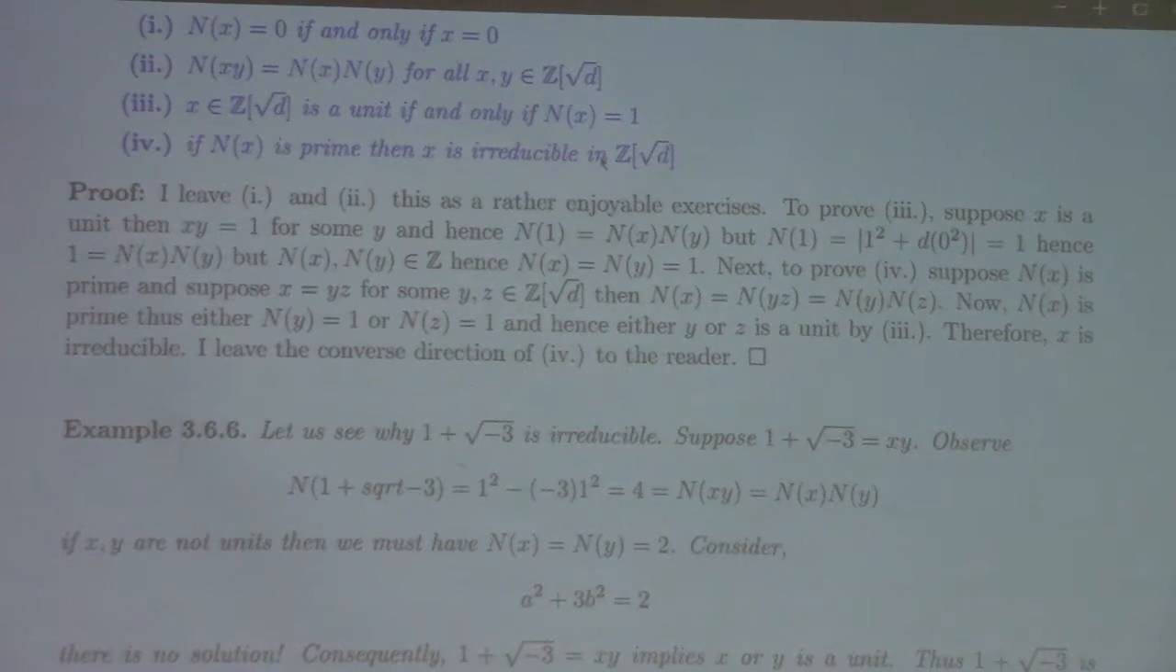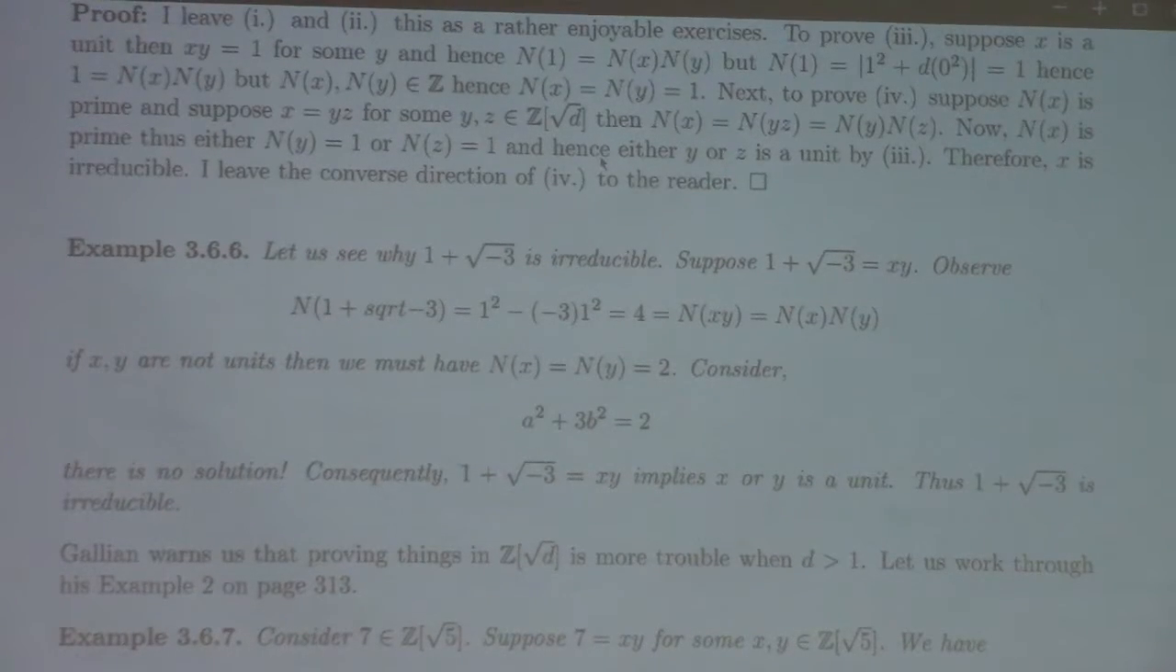All right, now that we have that, is 1 plus or minus root minus 3 irreducible? Well, suppose it was reducible. Suppose there's a factorization of it, right? 1 plus root minus 3 is equal to x times y. Take the norm. The norm of this is 1 squared plus 3, also known as 4. So 4 has got to be the product of the norms of x and y.